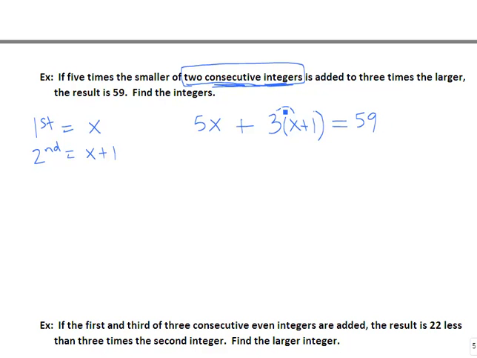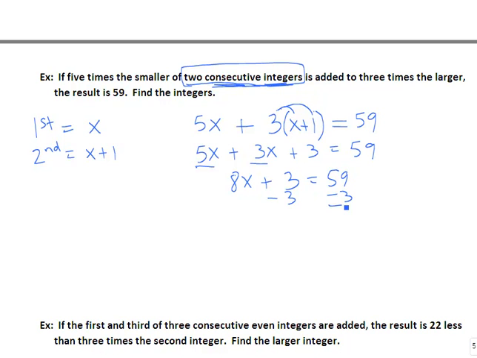So I'm going to start by distributing my 3. So 5x plus 3x plus 3 equals 59. Let's combine some like terms. 5x plus 3x is 8x. And I have my x on the left side, so let's subtract 3 to get the numbers on the right side. We get 8x equals 59 minus 3 is 56. Divide both sides by 8, and we get x equals 7.